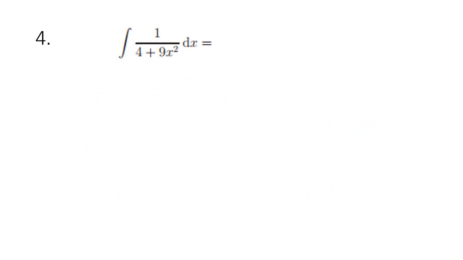Alright, here's number 4. Number 4, we want to try to make our integral look like this. Because this is one of the rules that we've worked with before. The derivative of tan negative 1 of x is 1 over 1 plus x squared.